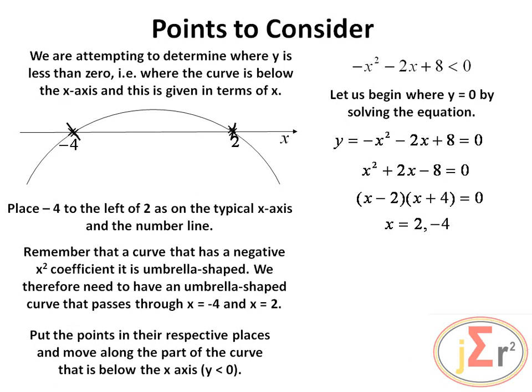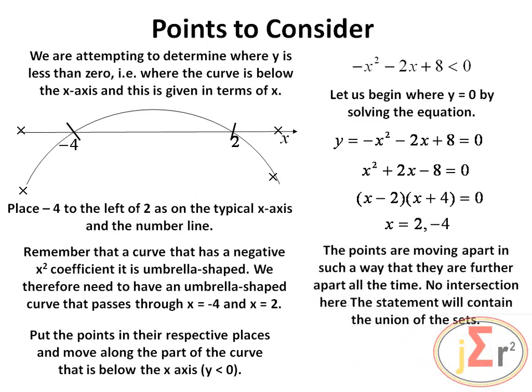While we are going below the x-axis, notice the motion along the x-axis. What is the motion along the x-axis? Of course, the points are moving apart in such a way that they are further apart all the time. No intersection here. The statement will contain the union of the sets. Of course, we will not have an intersection. Therefore, we will use the union.